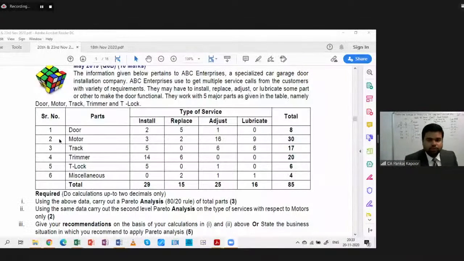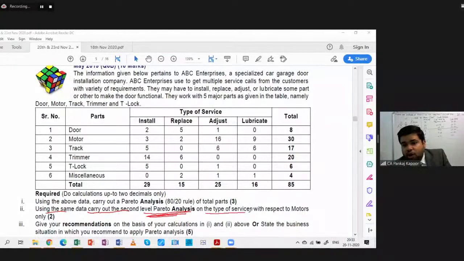Read requirement 2 of the question along with me. What did it say? Using the same data, carry out the second level Pareto analysis on the type of services with respect to motor only. Please mind it, very critical information. It means this time we just need to consider this line.